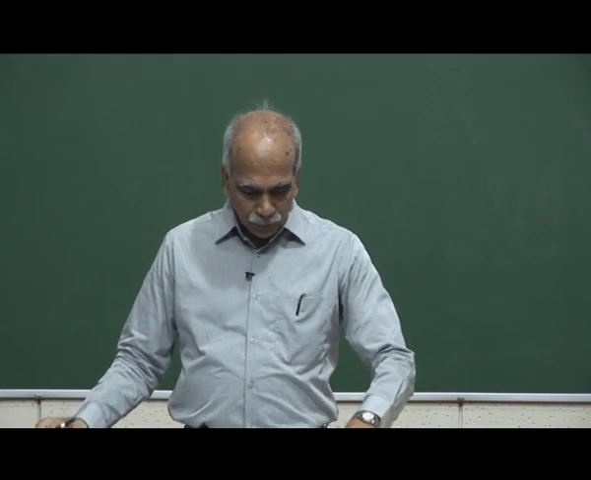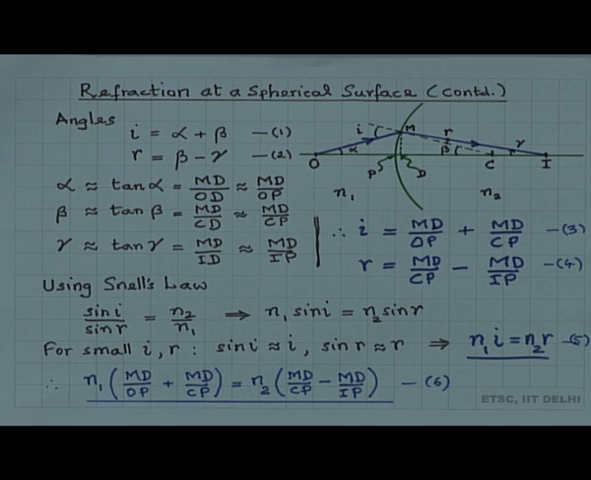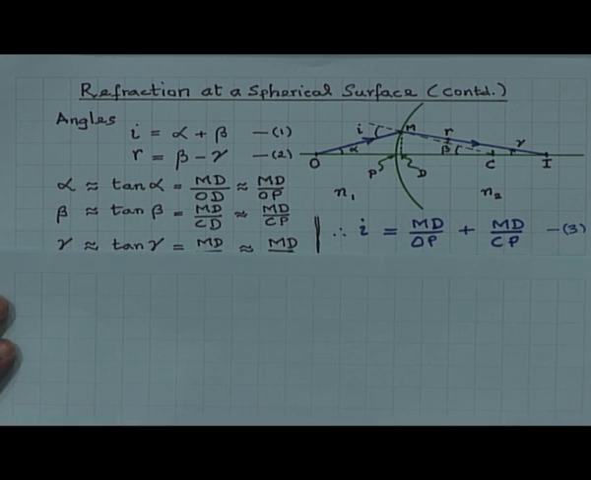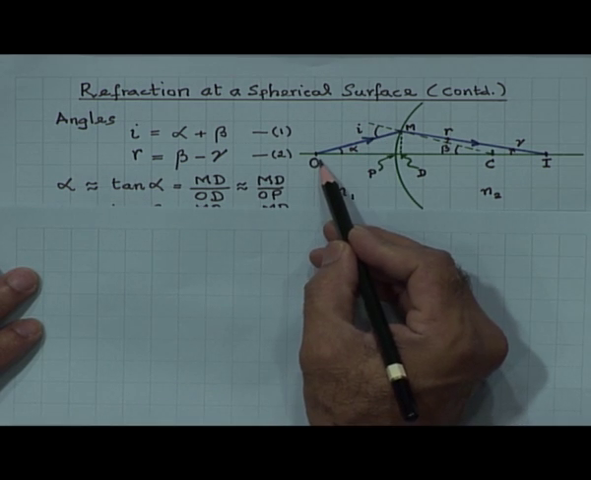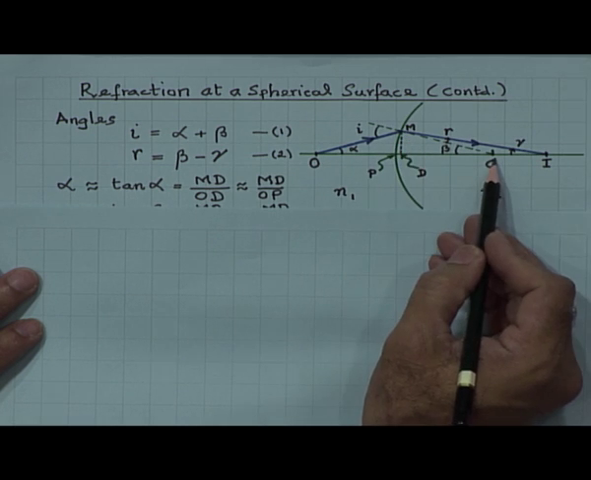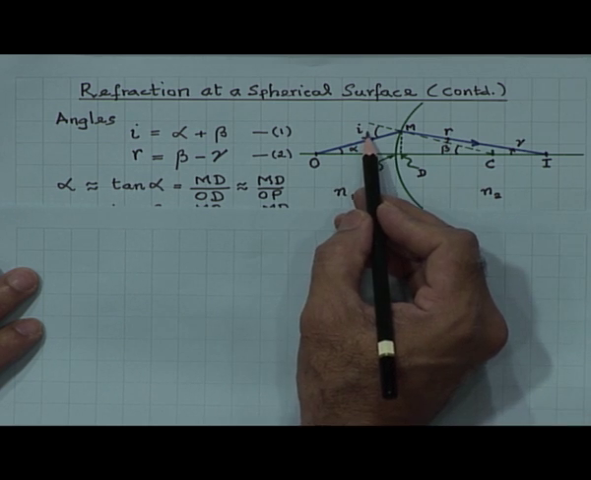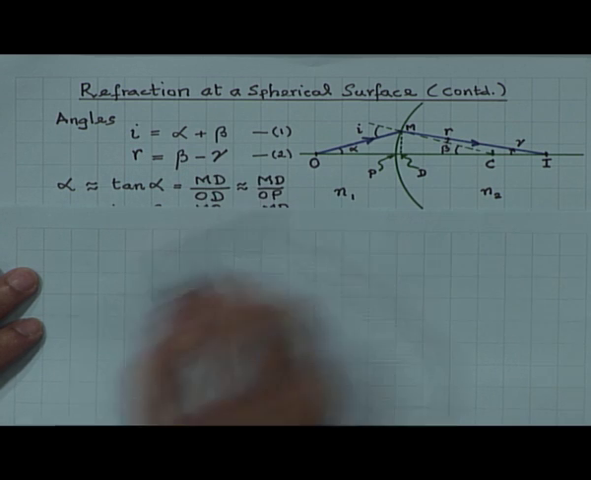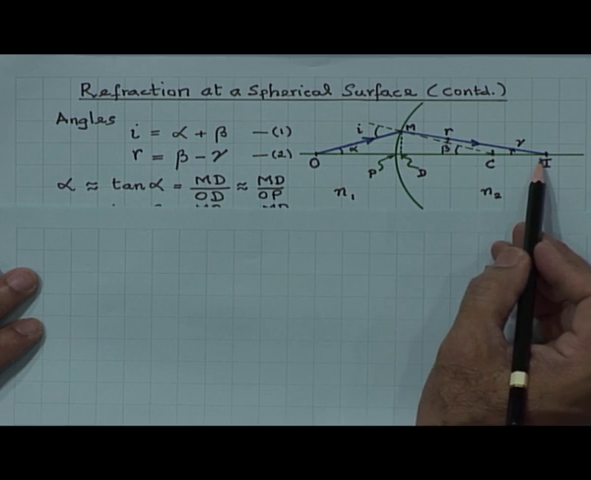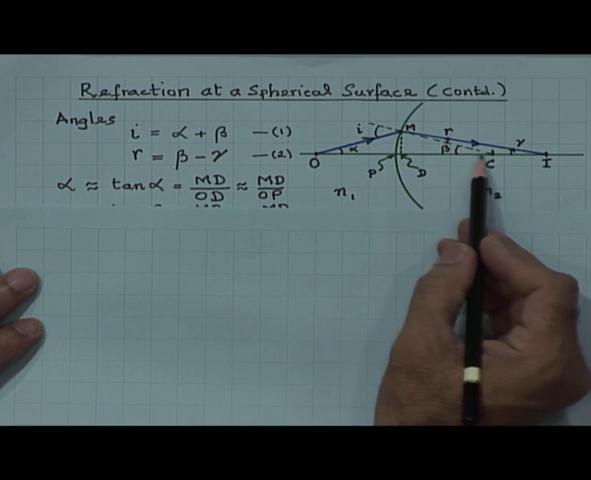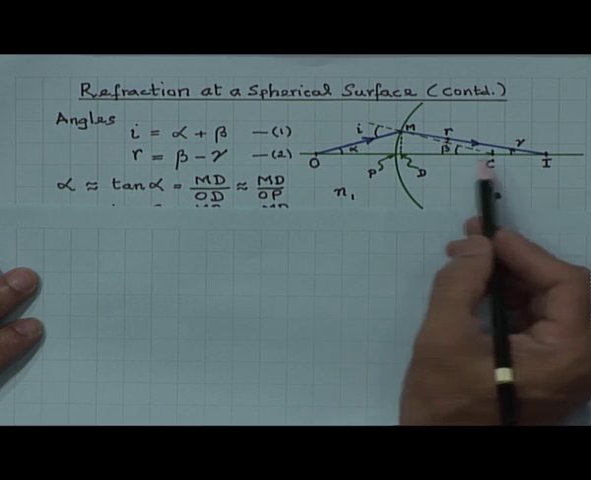Now, we come back to the problem, and here it is: refraction at a spherical surface. Let us first focus on the angles here. What we see is the angle i. If you look at this triangle OMC, then alpha plus beta is equal to i. So, i is equal to alpha plus beta. Similarly, if we look at this triangle MCI, then we can see that r plus gamma is equal to beta.